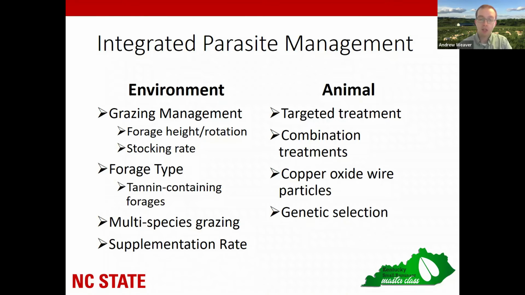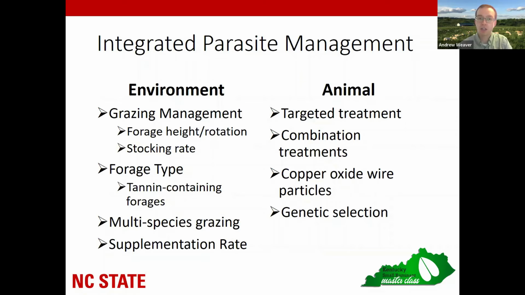From an environmental standpoint, we can manage our grazing systems. We can manage the height at which we graze our forages, our rotational grazing systems and how often we move those animals. We can think about our stocking rate and density, how many animals we're putting in a given area for a given period of time. We can also think about our forage type and increase the amount of tannin-containing forages that we're utilizing. Multi-species grazing can also be a strategy that can be utilized to minimize our parasite challenges, and supplementation rates can be considered as an alternative as well to assist those animals in their ability to respond to that parasite infection.